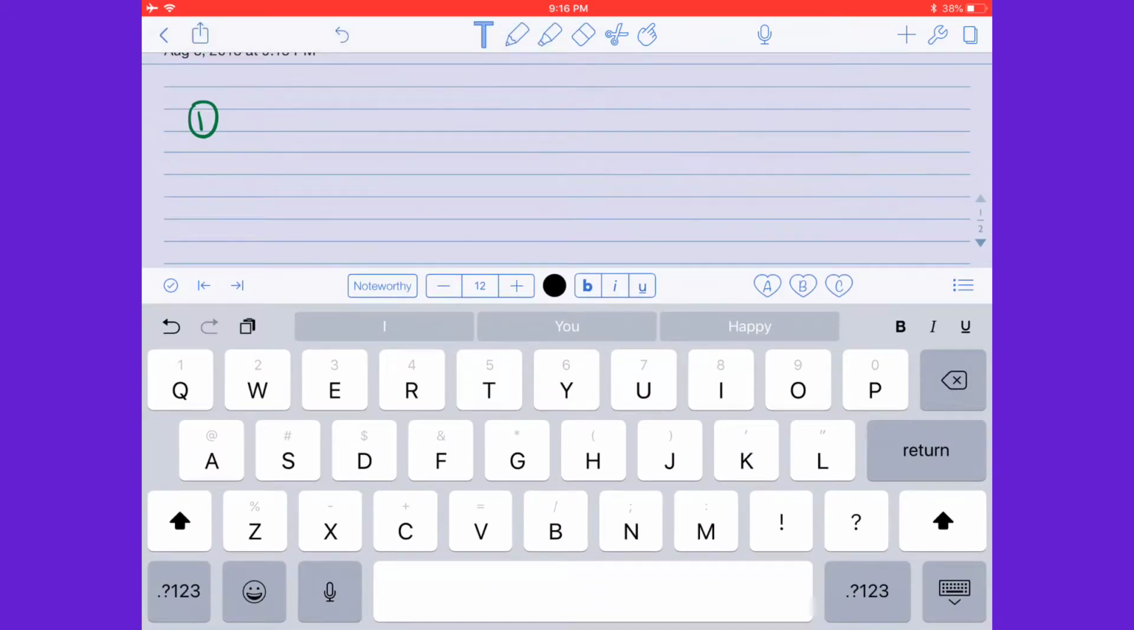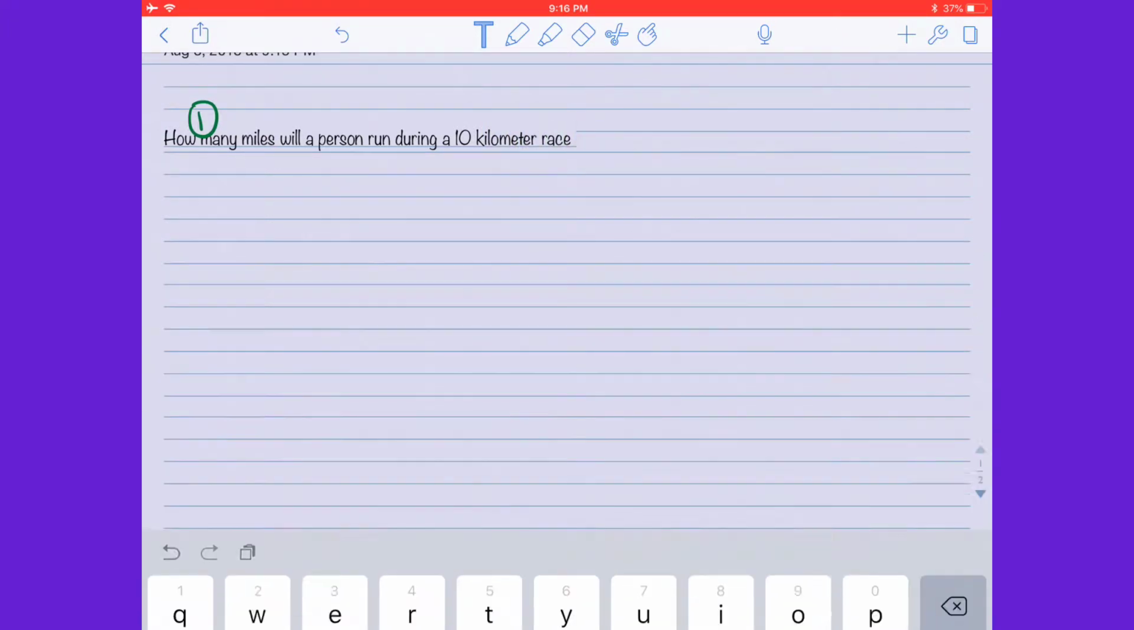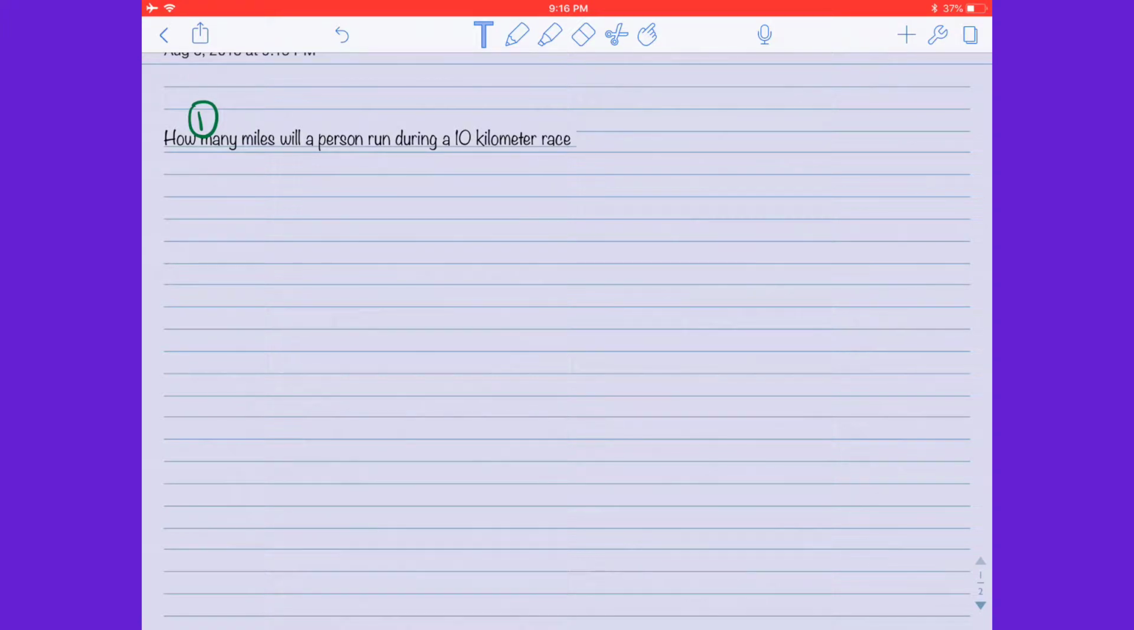I think it might be helpful for me to type that out for you all. How many miles will a person run during a 10 kilometer race? Let me erase this number 1, it's kind of in our way, so let's put that over here. The reason I'm doing that is that one strategy when doing these conversions is to highlight, circle, or underline the key words that appear in the actual document.